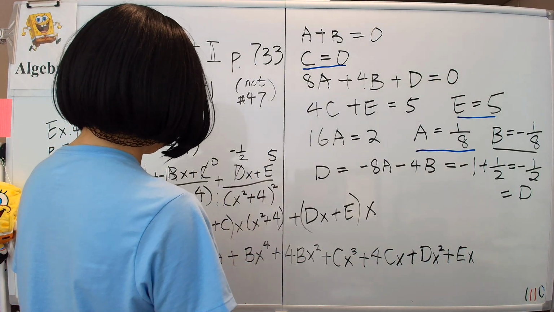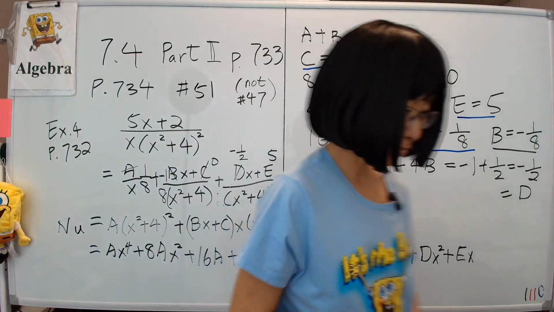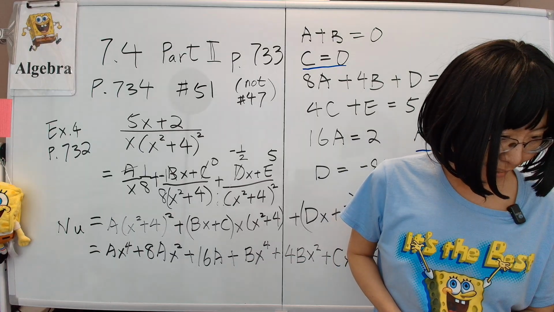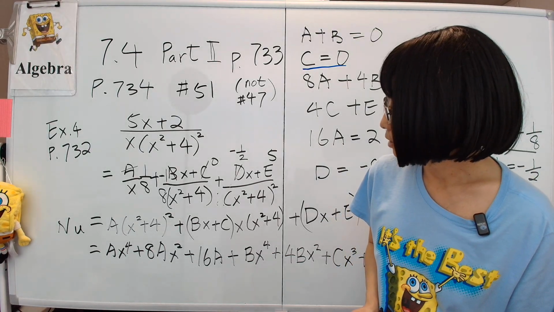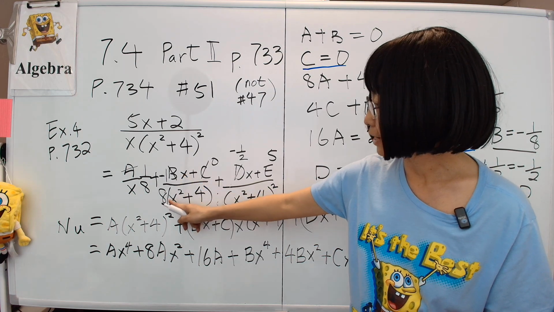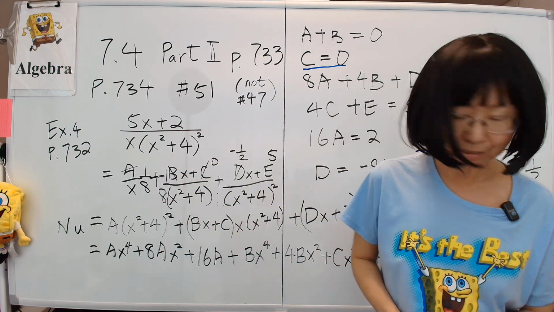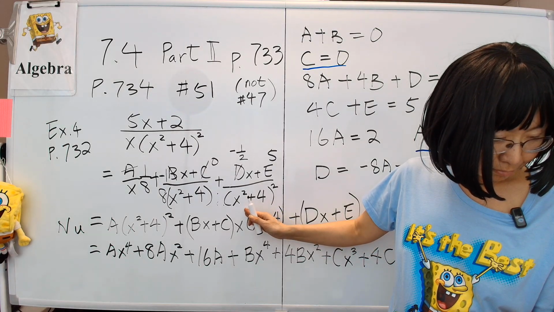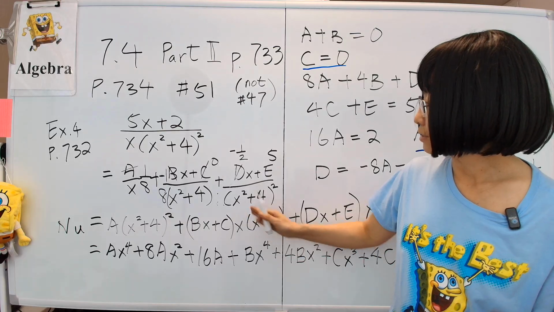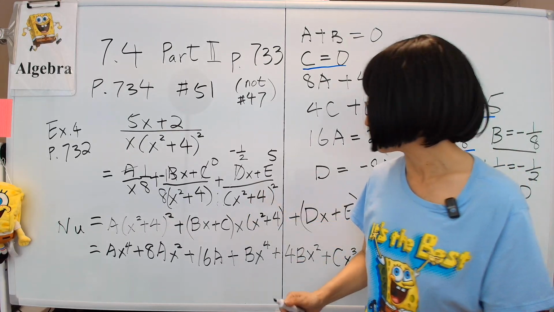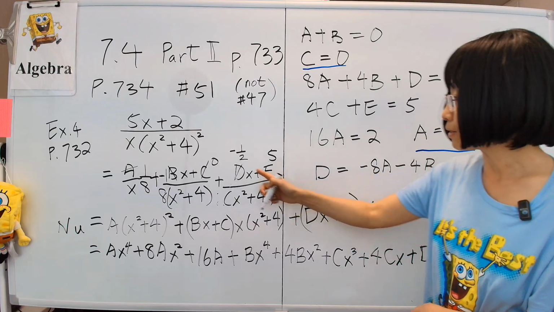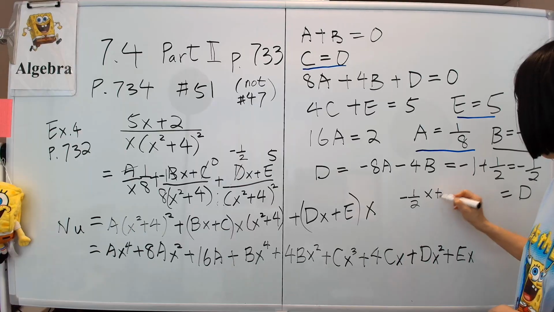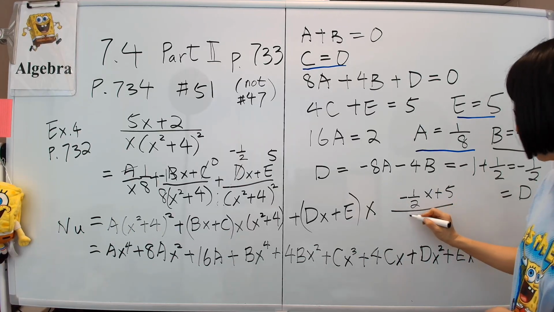Okay. So the answer is, let me see, 1/8x. That part is good. And then x over 8x squared plus 4. Okay, so that part is still good. And right here it says, okay, so we'll have to rewrite this part to look like the answer. So this part is basically minus 1/2 x plus 5, divided by x squared plus 4 squared.